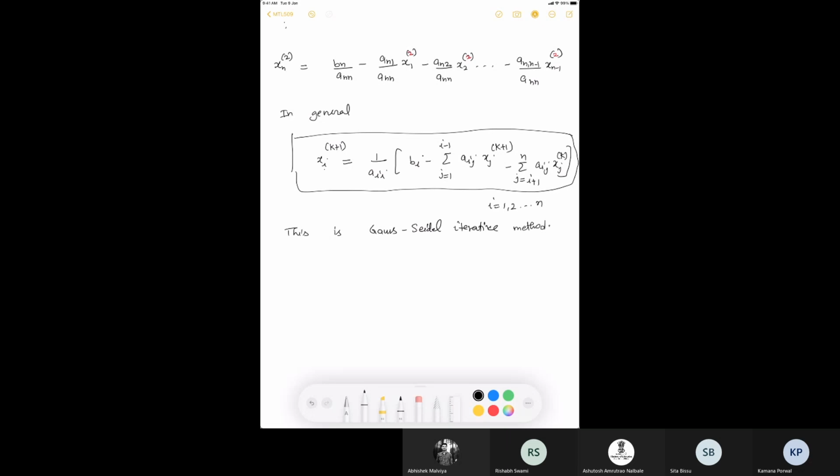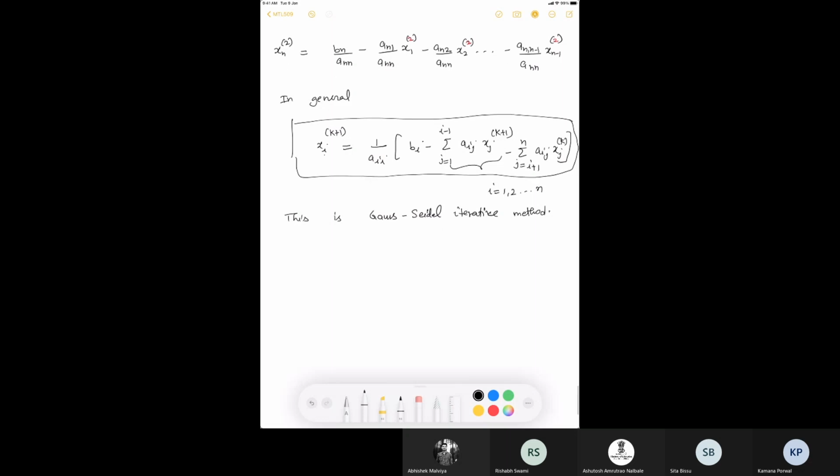The only difference from the Gauss-Jacobi method is that in Gauss-Jacobi, this term was also coming from the previous iteration. That is, in place of k plus 1 here, I had k. But in Gauss-Seidel, you compute this and use it immediately. Basically, you already have the information from 1 to i minus 1, and you use that here. Now we'll see what the error is in this Gauss-Seidel method, but that we will see in the next lecture.